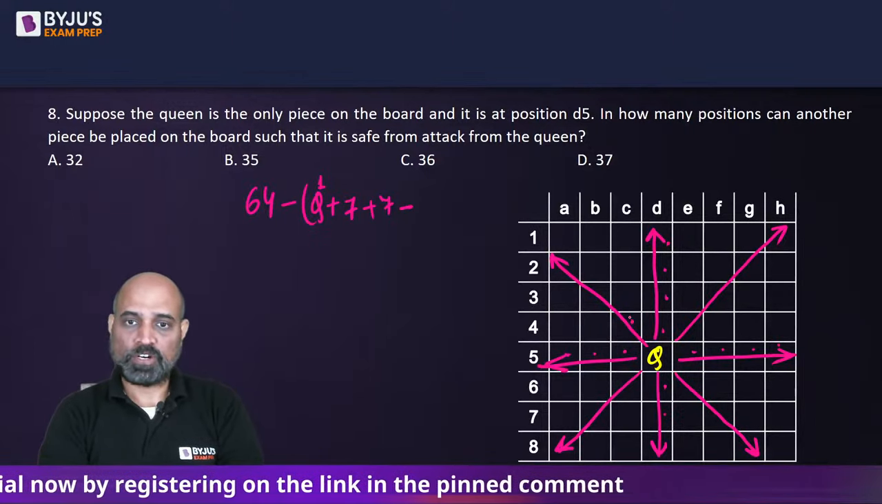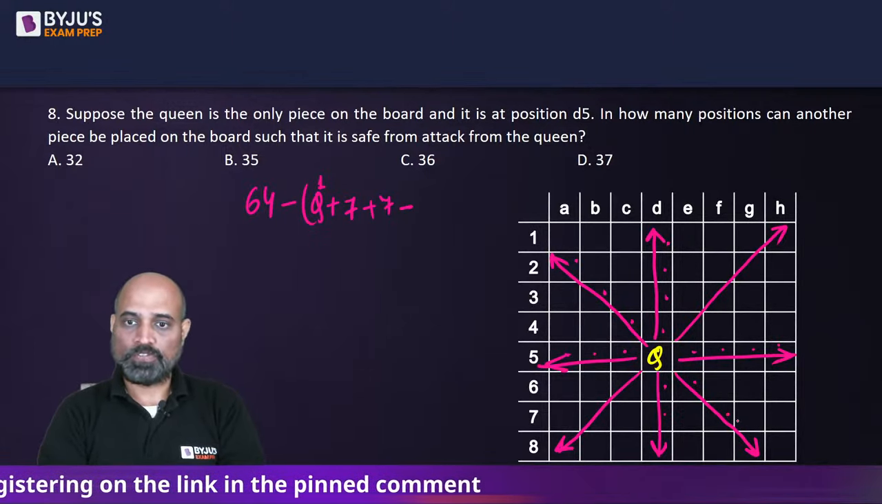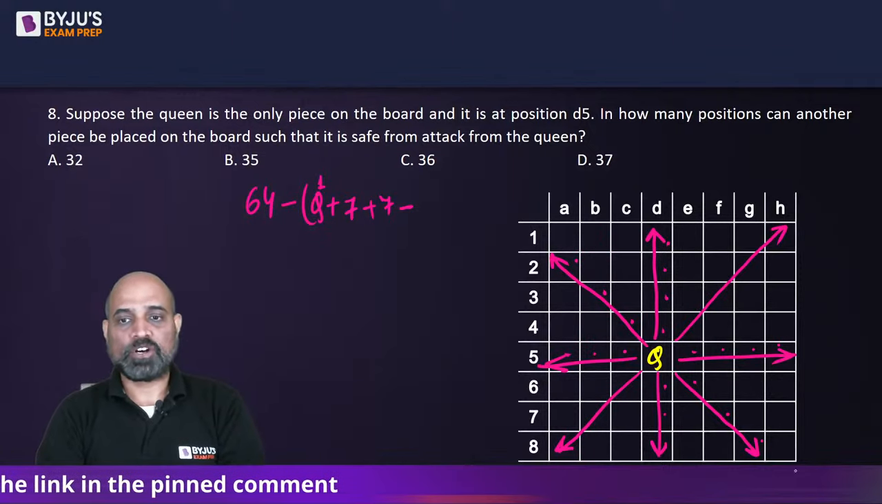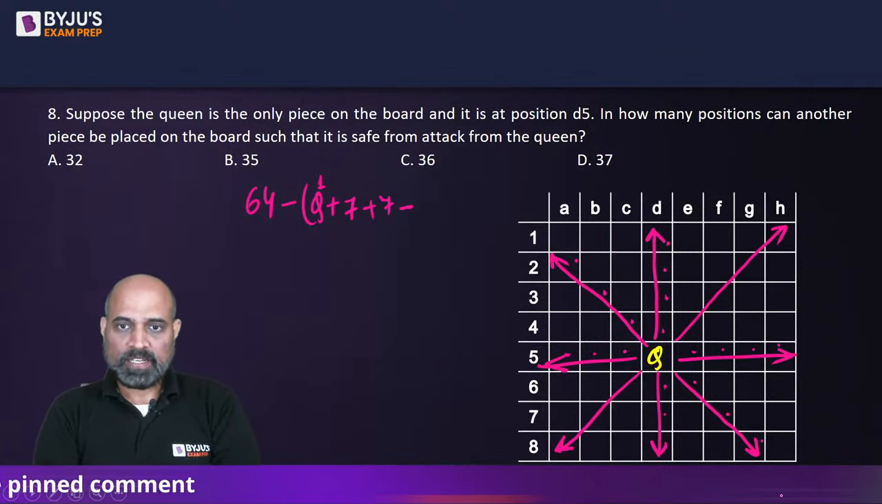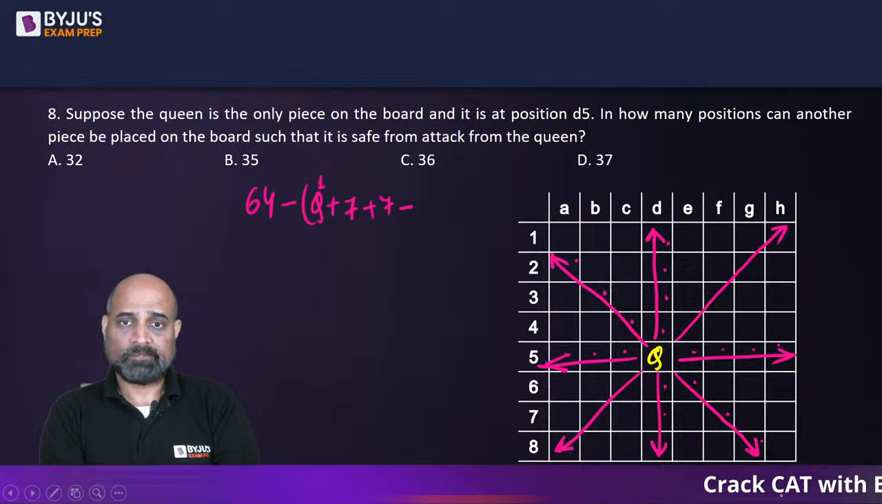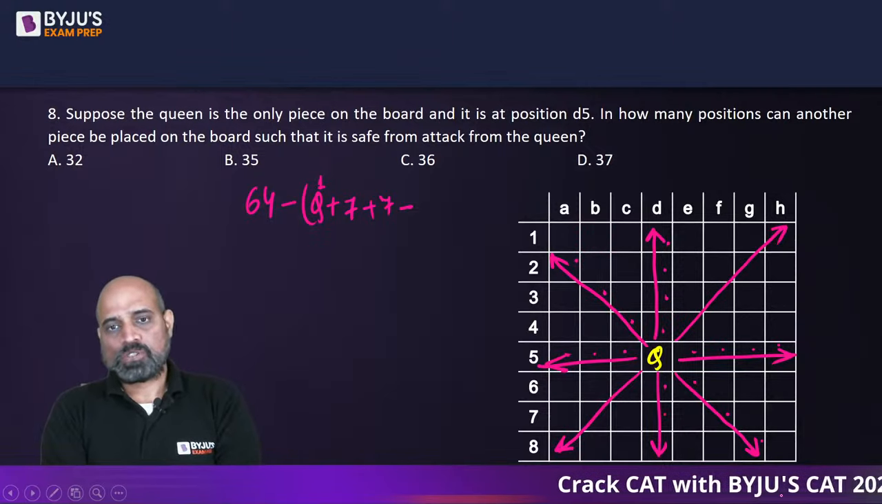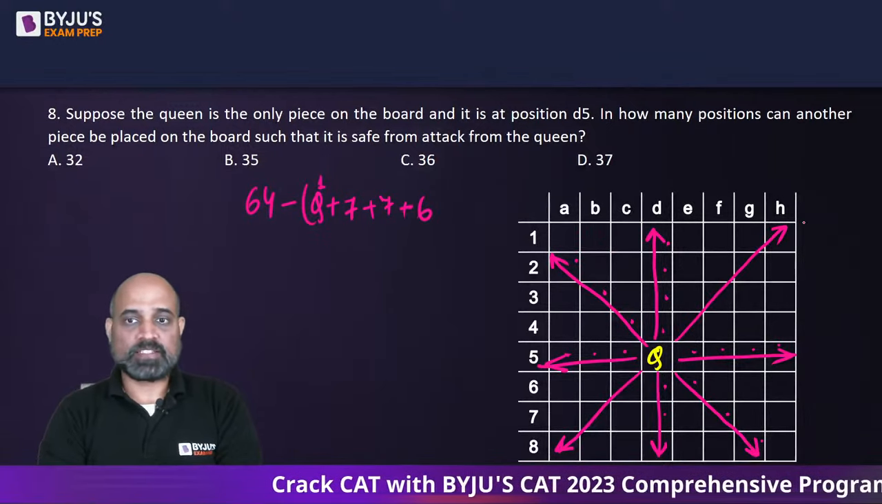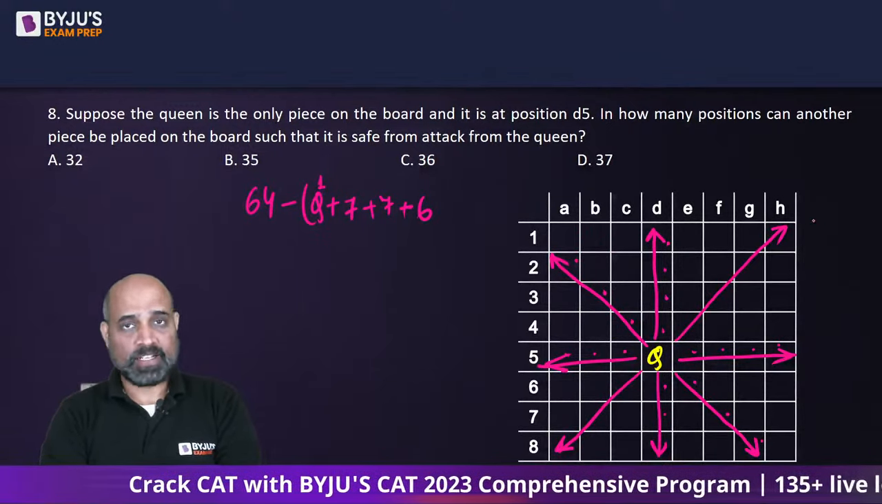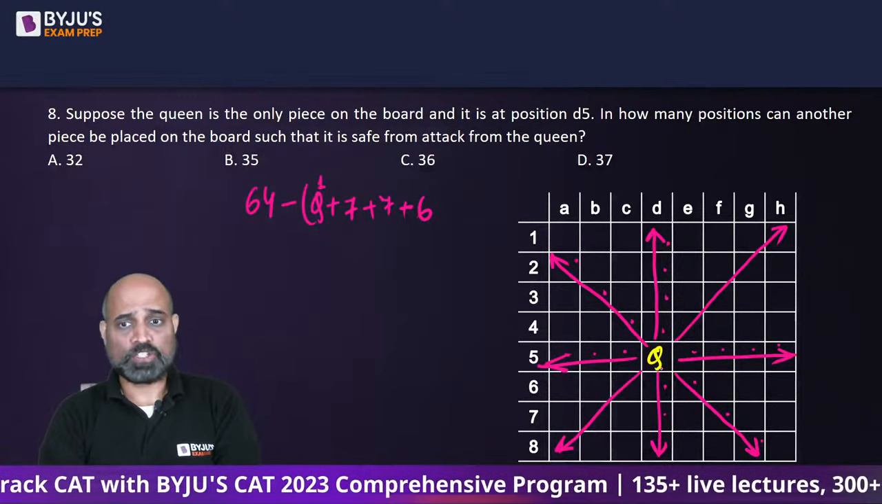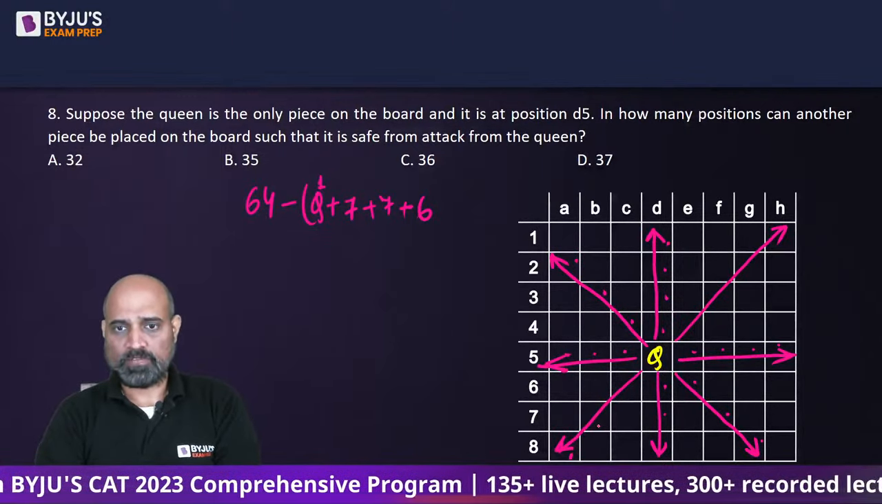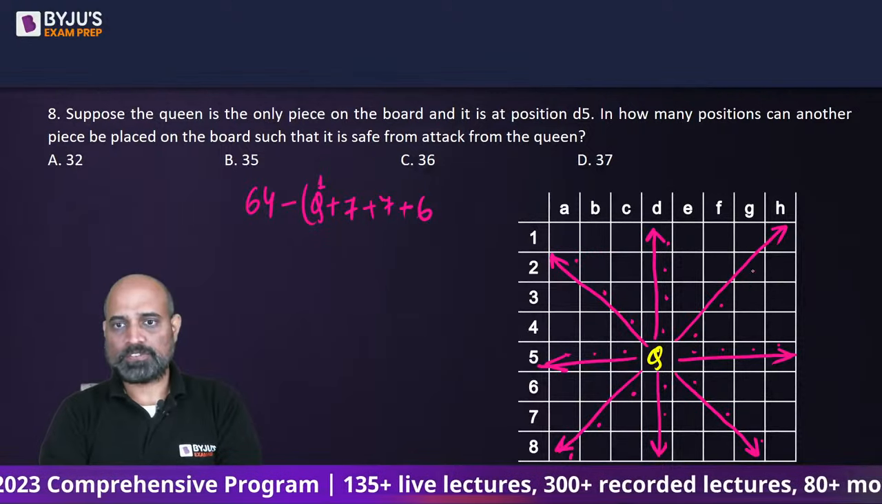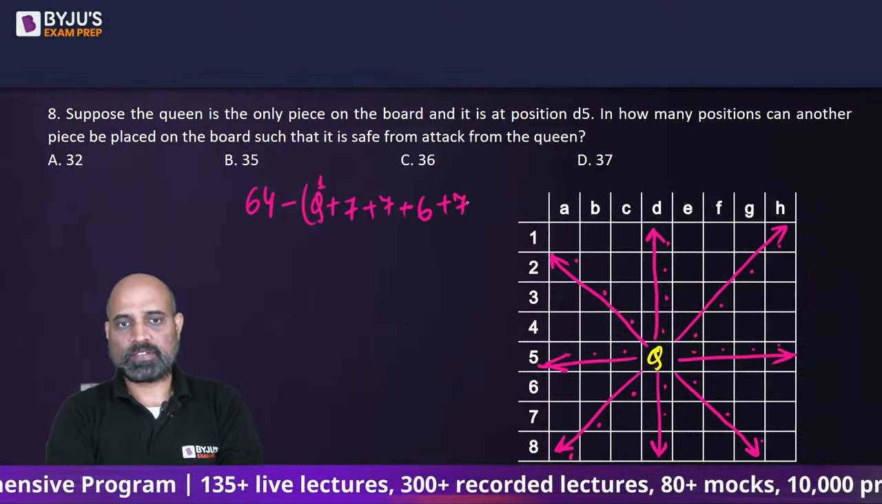Diagonal. So we have got 1, 2, 3, 4, 5, 6. So diagonal wise there are 6 cells or 6 places where we can't put any piece. Okay. Then along this, this is an 8 by 8. So there are 8 cells in the diagonal out of which the queen is already placed. So the remaining should be 7. 1, 2, 3, 4, 5, 6, 7. So that is another 7.